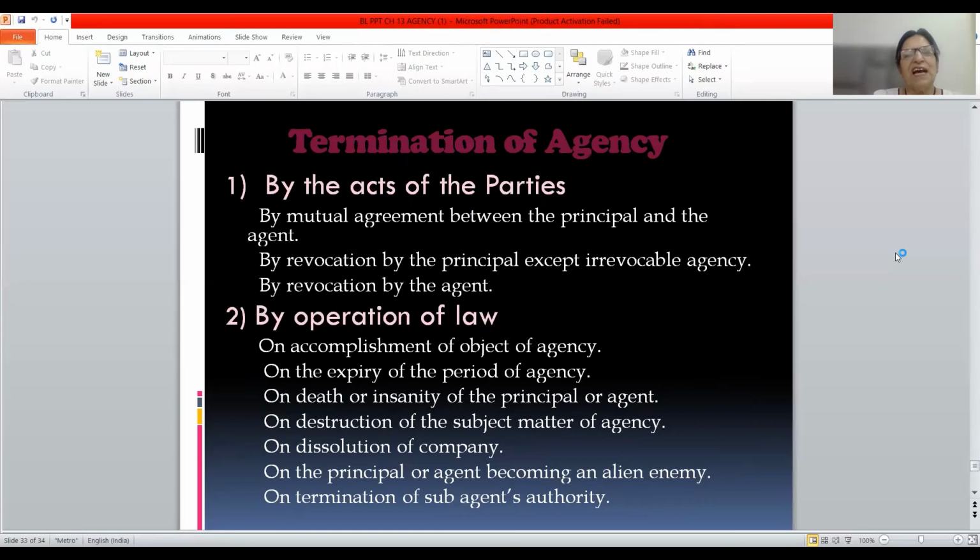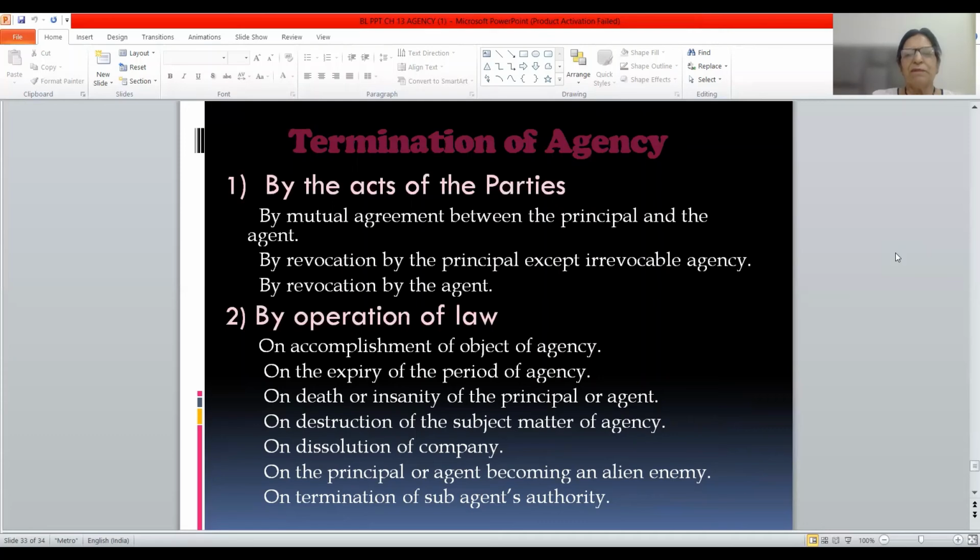And now, friends, I will take up last heading, which is termination of agency by the act of the parties and by operation of law. The contract comes to an end by act of the parties, a mutual agreement between the principal and the agent. Principal has appointed agent. Then, after some time, both meet together with their mutual consent. They put an end to the contract of agency. And the contract of agency will come to an end.